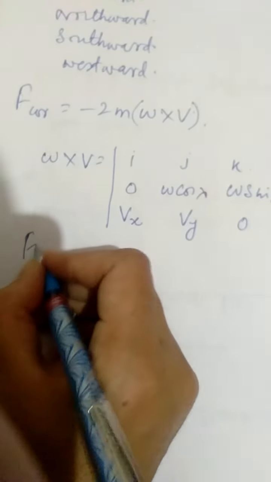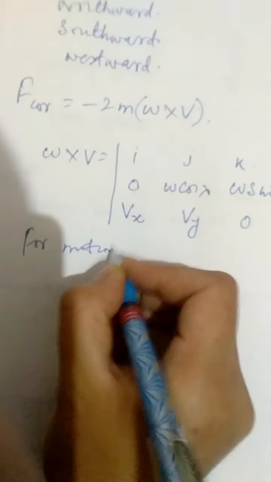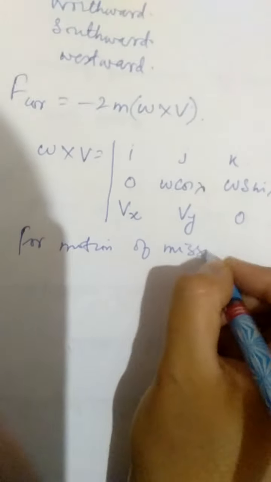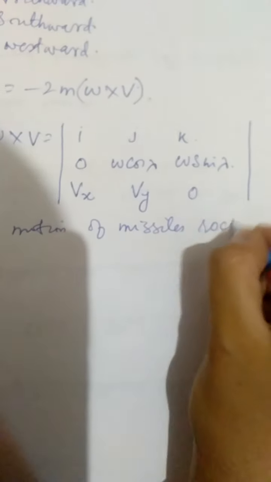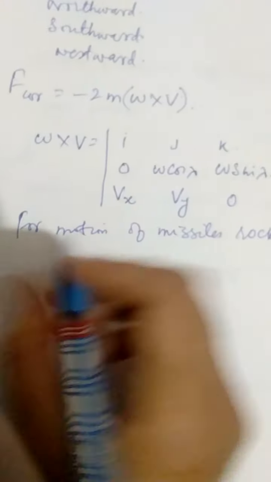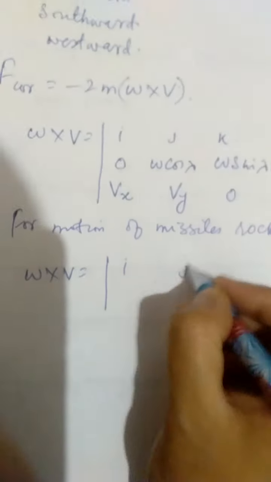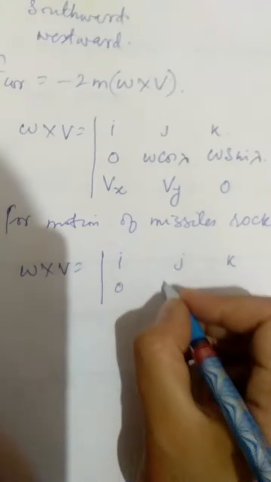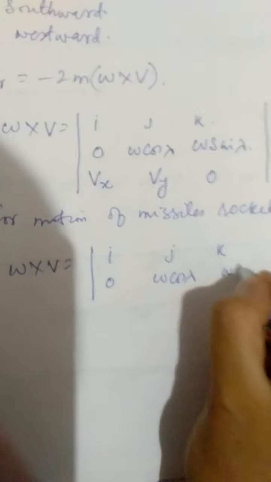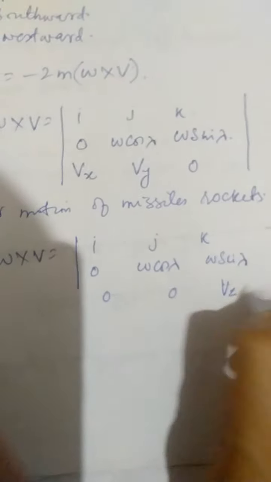So, for the motion of missiles, rockets, spaceships, etc., this determinant will get changed. This will be i, j, k; 0, omega cos lambda, omega sine lambda; 0, 0, but vz.